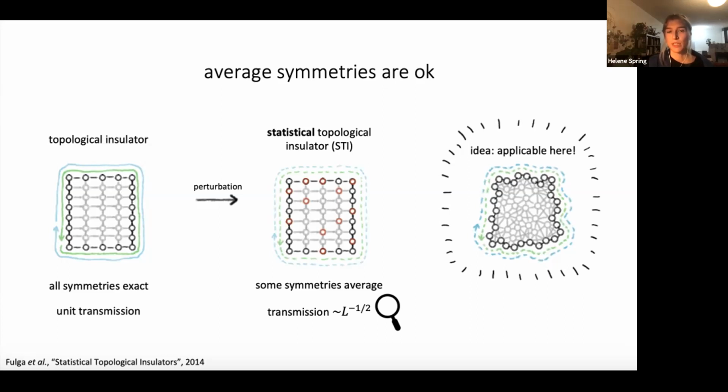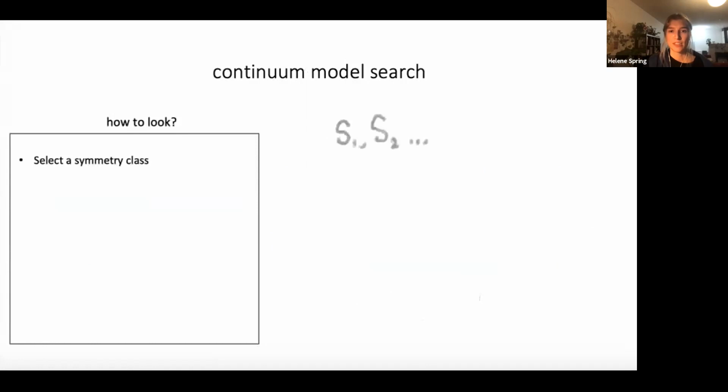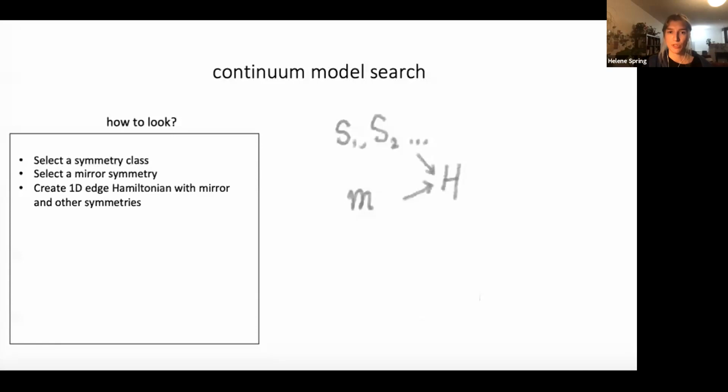Now, the first step in creating these new proposed phases is to find a model for an amorphous system that can be protected by average mirror symmetry. And we can actually search for all such possible models for not much extra effort, if we know how to go about it. So the procedure for finding these models is the following. First, we select a symmetry class, so a certain combination of time reversal symmetry, particle symmetry, or chiral symmetry, or all three. We then select a form of mirror symmetry. And we use these to find all allowed terms of a one-dimensional Hamiltonian.